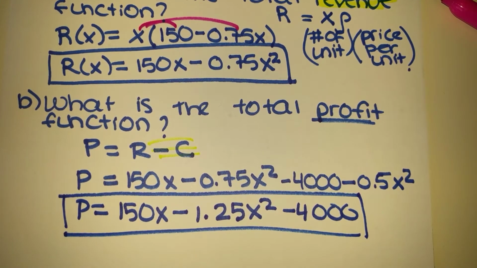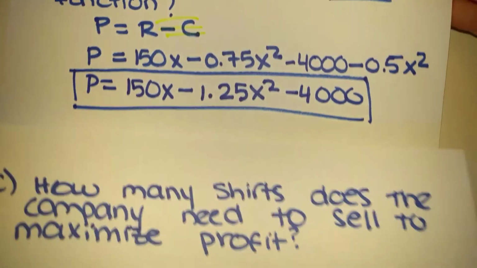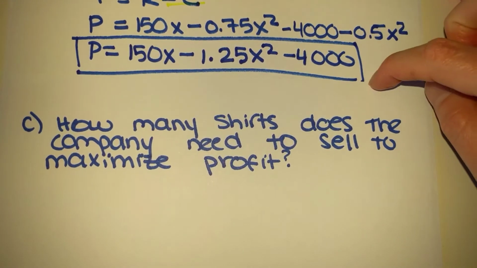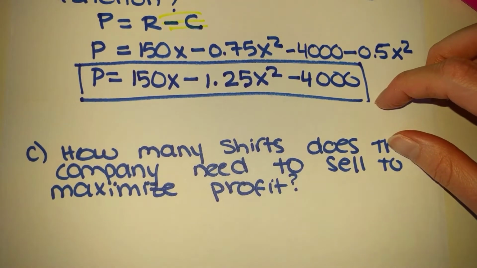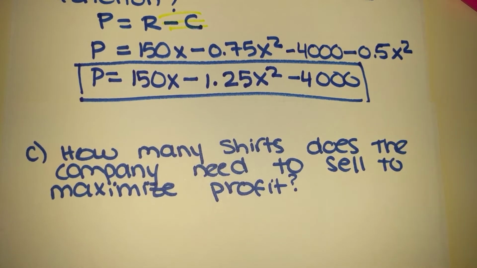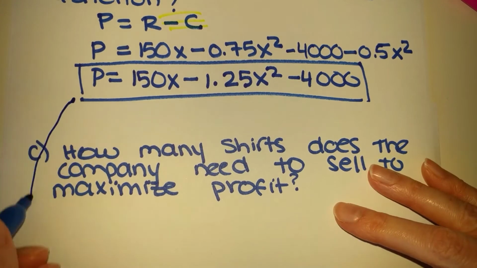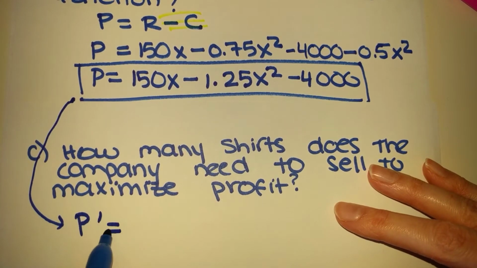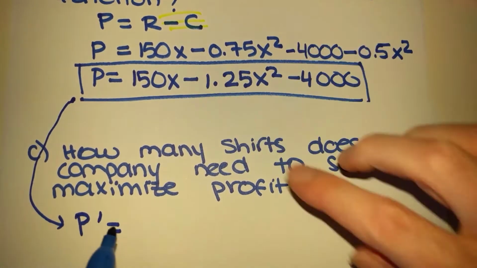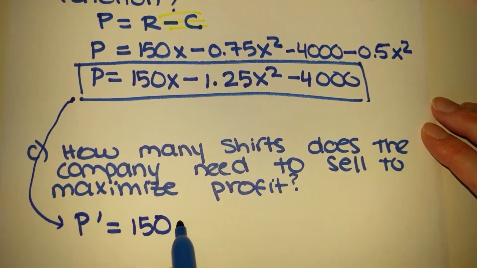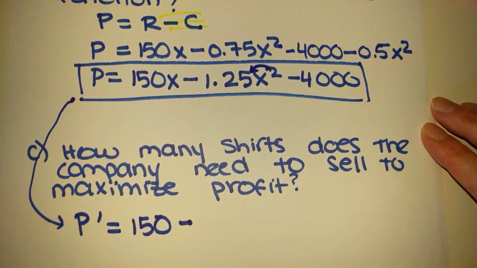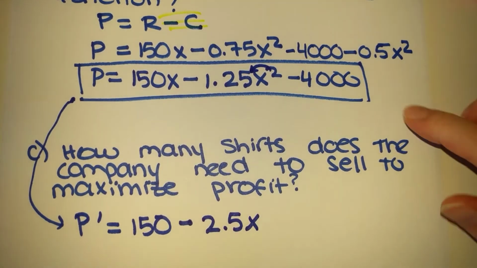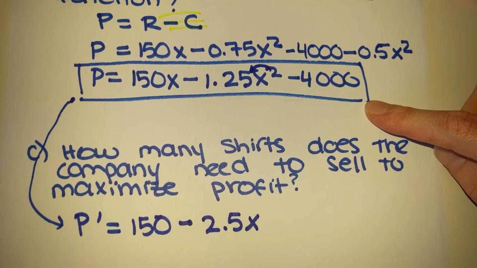Now, you know what's coming. We want to figure out how to maximize our profit. If we are trying to maximize our profit, we are simply going to take the derivative of the function we're trying to maximize and then set it equal to 0. So we will take our profit and take its respective derivative. 150x is just going to become 150 minus, if I bring the 2 down and multiply 2 times 1.25, I get 2.5x, and then the negative 4,000 becomes 0.